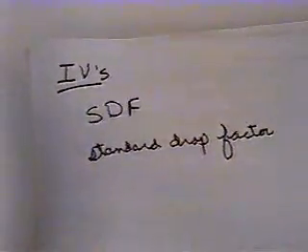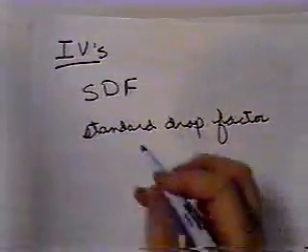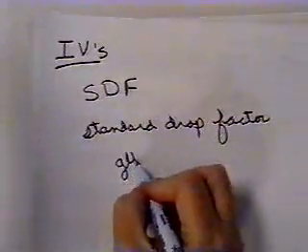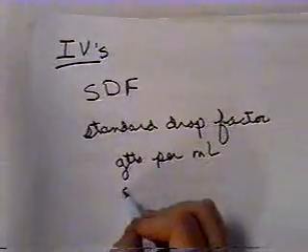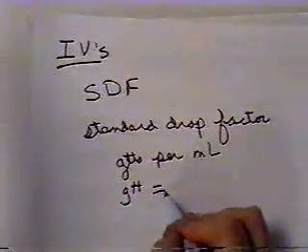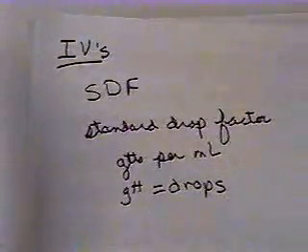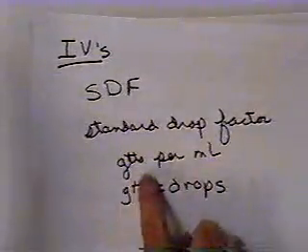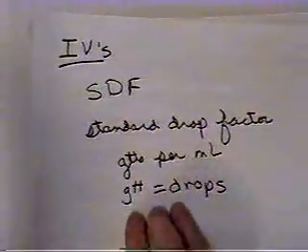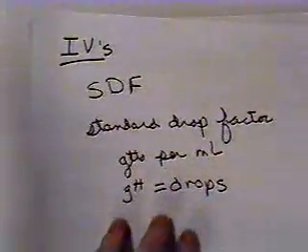This is actually a measure of how thick or gooey the medicine is. It's given in drops per milliliter. GTT is drops. So the word GTT, they will label it GTT per milliliter. That's drops per milliliter. This has to be given on the medicine. It's not something you can figure out on your own.